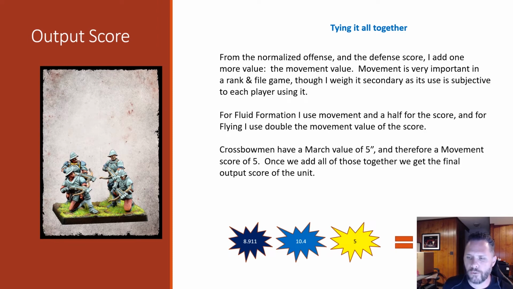So that's why I leave that as a secondary score. I do things such as, if you have fluid formation, I will add movement and a half to your score. And if you can fly, I will double it. In this case, crossbowmen don't do any of those things, and they just have movement of 5. So I take the 3 values and I add them together, and the total value, which is hidden by my fat head, is 24.311. So I have 24.311 as the overall final score for the crossbowmen.